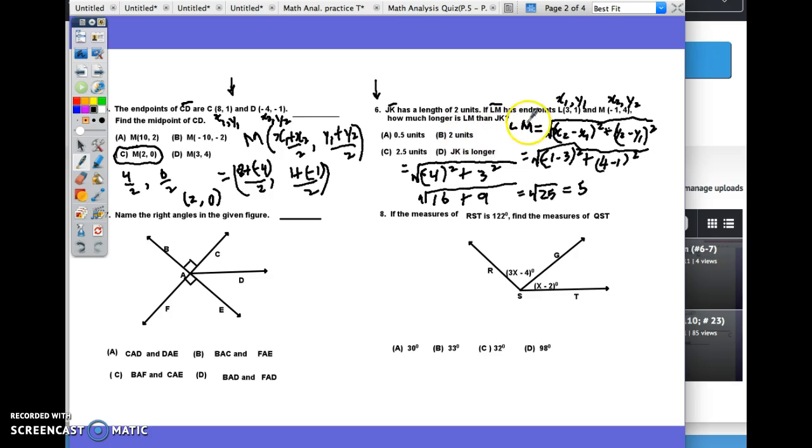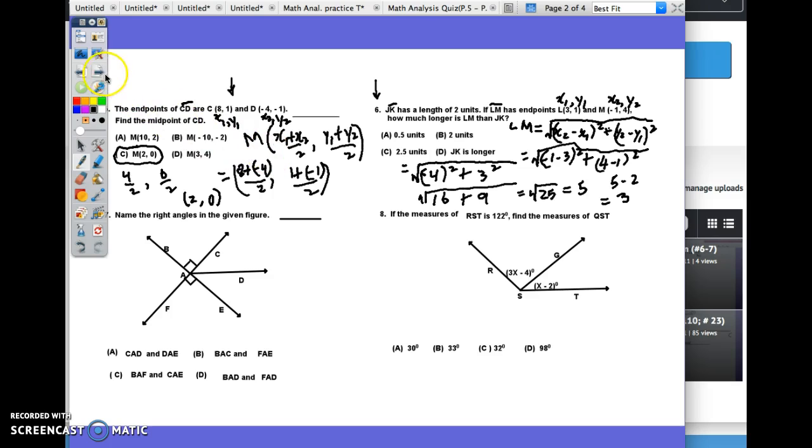So the question here is, this segment JK has a length of 2. LM, how much longer is LM than JK? So if this has a length of 2, LM should be 5. Take away 2, that would be 3, and the answer is not there. But it should be 3 units longer. Okay? So that would take care of that one. 3 units longer for that one.